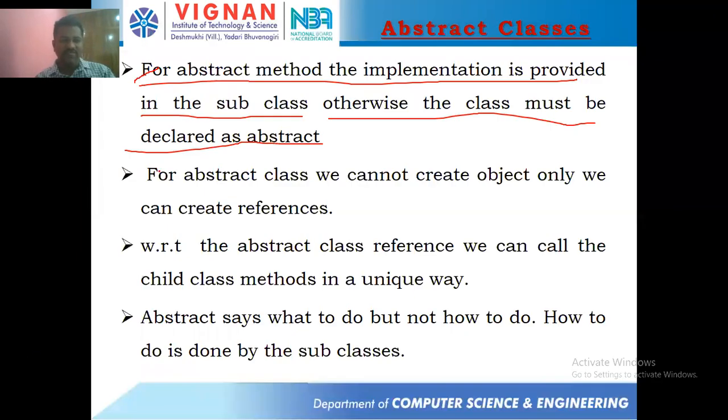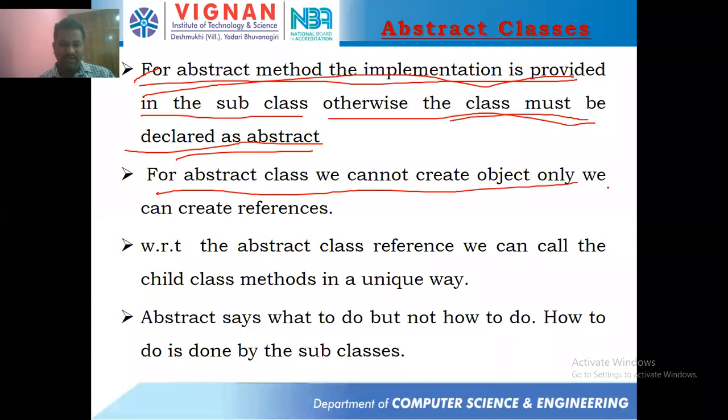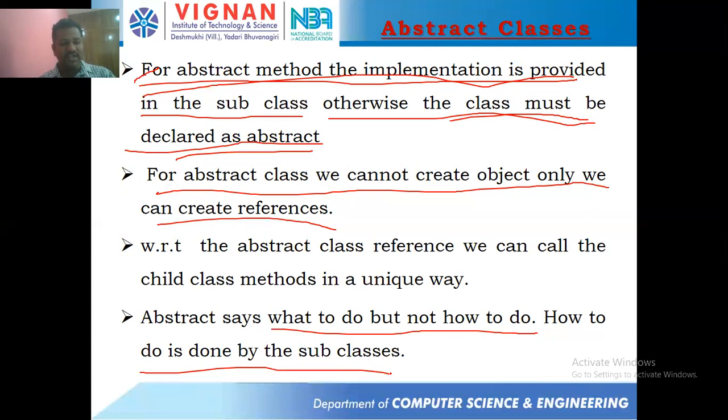Now what happened is, for an abstract method, the implementation must be provided in the subclass. Otherwise, that class must be declared as abstract. For an abstract class, we cannot create an object. Only we can create references. That is the second story that I will discuss. And what an abstract class says is what to do, but not how to do. How to do is done by the subclasses. Right? So this is what is going to happen.